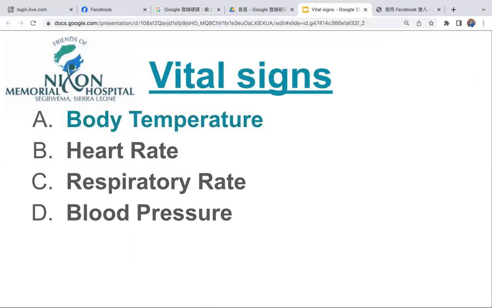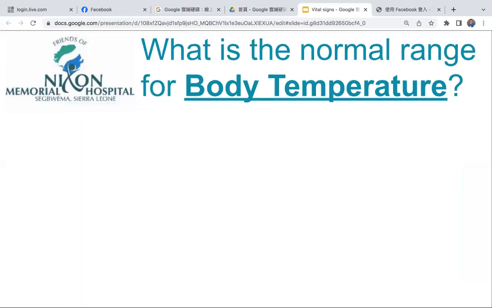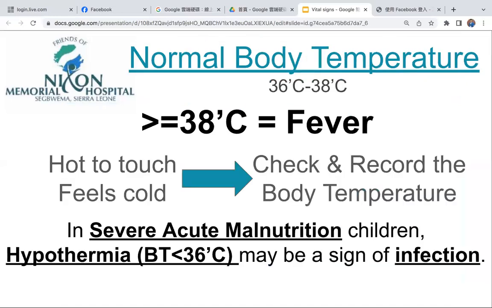First, we're going to talk about the body temperature. We can measure it by using the thermometer under the armpit for 1 minute. You have to listen to the beep sound to make sure that the measurement is finished. What is the normal range for body temperature? It is 36 degrees Celsius to below 38 degrees Celsius. Whenever the patient feels cold or hot to touch, you need to check and record the body temperature.